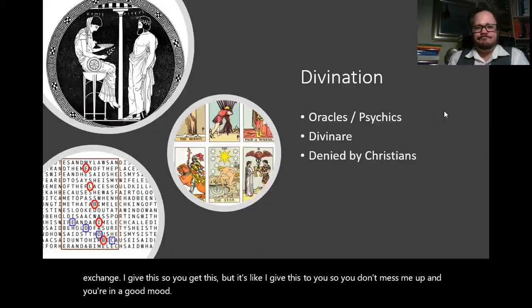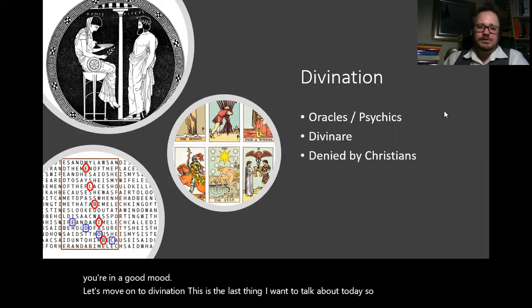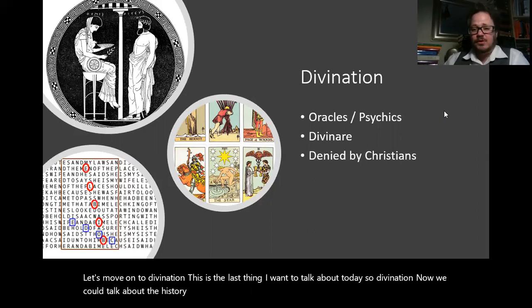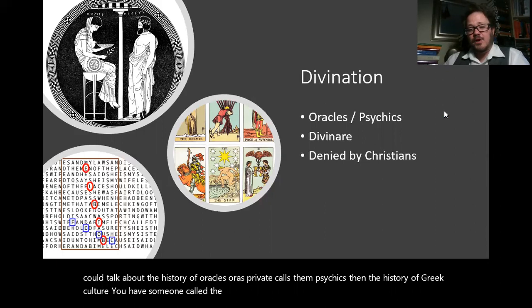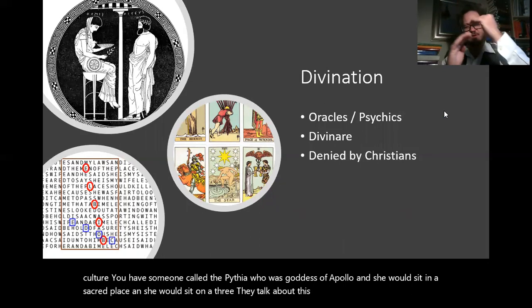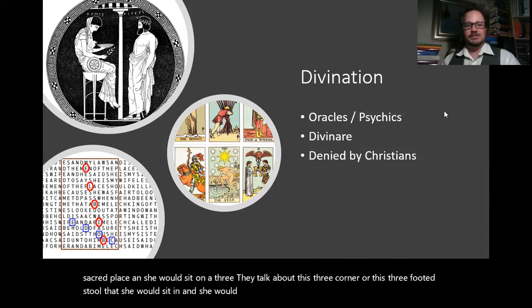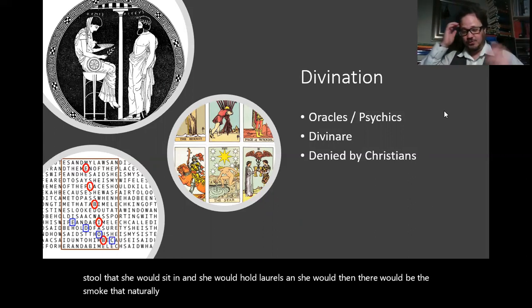Okay, let's move on to divination. This is the last thing I want to talk about today. So divination. Now, we could talk about the history of oracles, or as Kripal calls them, psychics. In the history of Greek culture, you have someone called the Pythia, who was priestess of Apollo, and she would sit in a sacred place, on this three-footed stool, and she would hold laurels, and then there would be this smoke that would naturally arise, and then she could tell you the future.